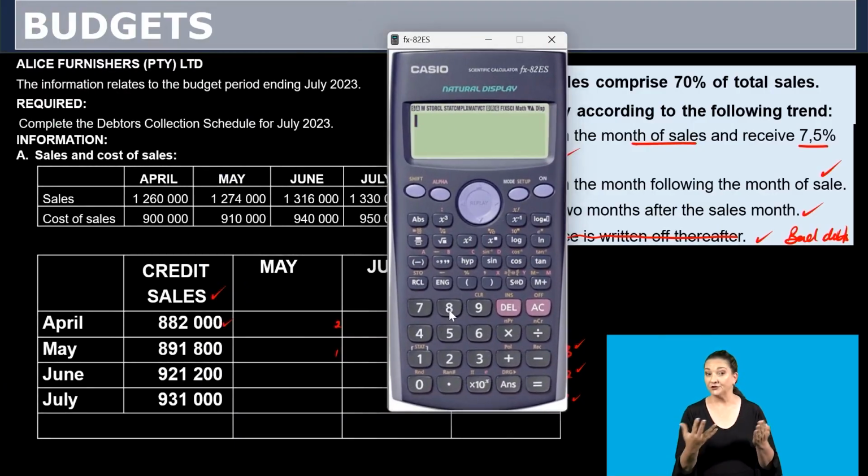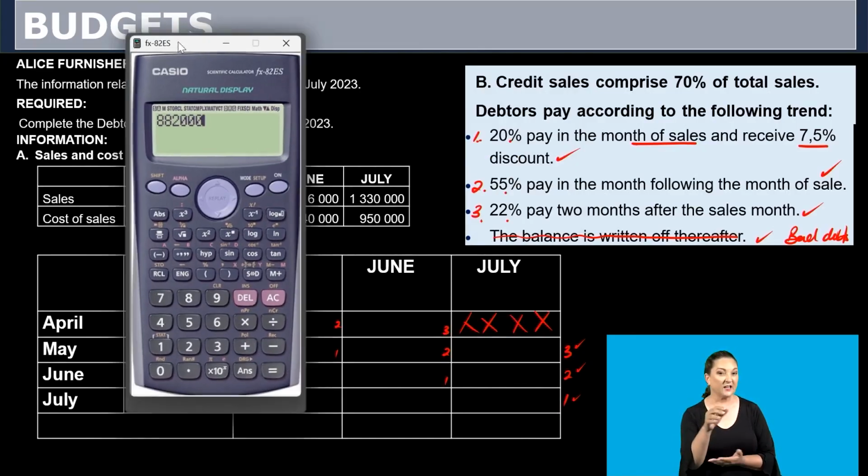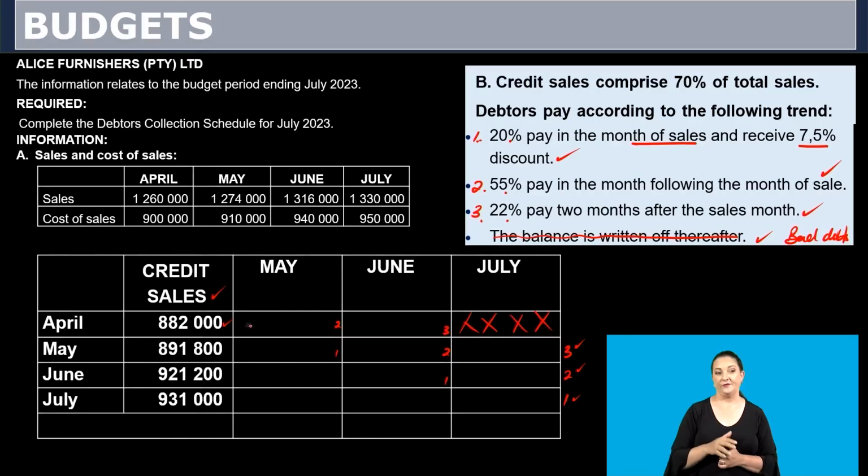That's what we want. So make sure that your calculator is close, and you take your amount, 882,000, and then we are going to collect 55%. That is number 2, so we multiply by 55. That is going to give me 485,100. So my answer is 485,100. We good? Let's come to the next one.